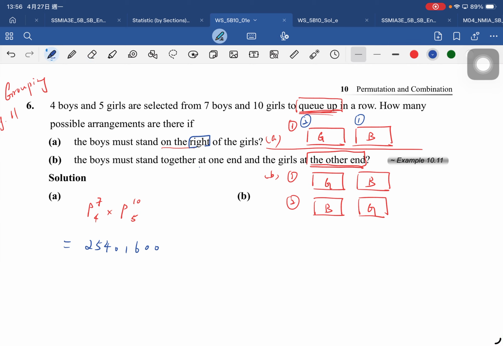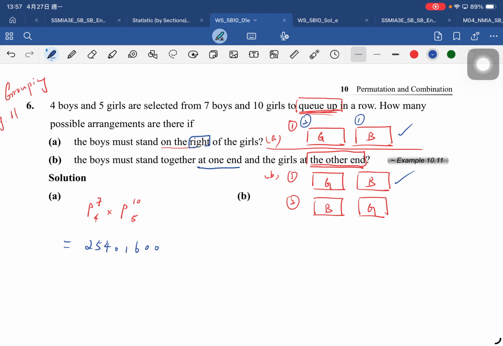This one, just the boys stand at one end, girls at the other end. That means there are 2 cases. The first case, same as this one. Boys on the right, girls on the left. But you can interchange them because it only says that at one end. So maybe boys on the right, maybe boys on the left, you have to think about both cases. Okay, so there are 2 cases.